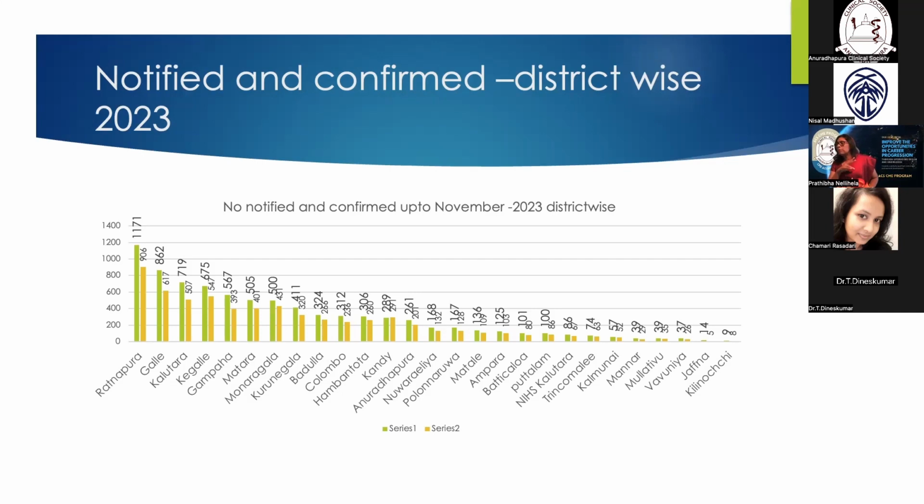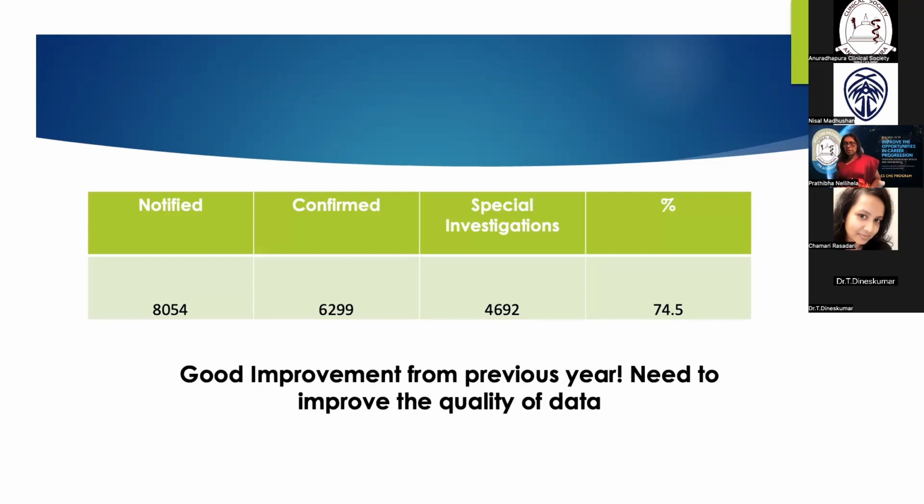On suspicion, the hospital staff is supposed to notify the case. So when the field investigation is going on, they will confirm it. So here there is a little bit of a discrepancy, like all the notified cases are not being confirmed because they might later on become a viral fever or something else, and that is the reason that we have a little bit of a discrepancy. Now when you consider the entire country, last year there were 8,054 cases being notified. Out of that, 6,299 were confirmed.